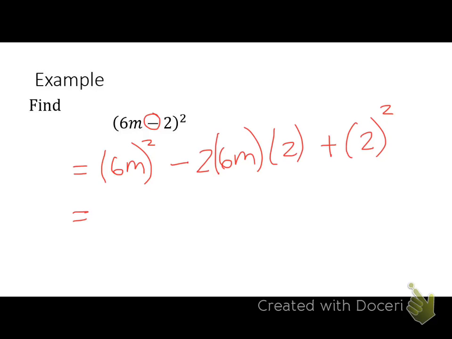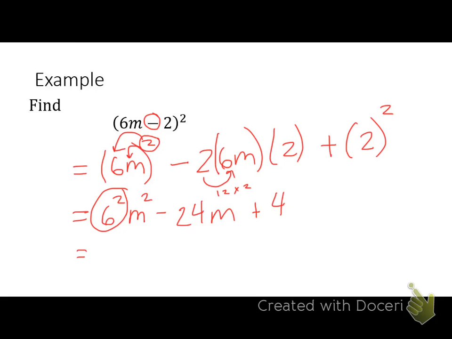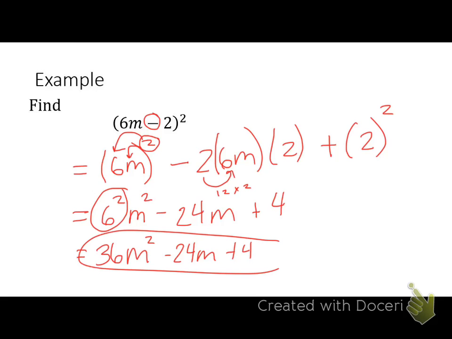So remember, with exponents, this exponent goes to both the 6 and the m. So that's going to be 6 squared, m squared minus, well, 2 times 6 is 12. I need to multiply 12 times 2, so that's 24m. Plus, well, 2 squared is 4. Now, I'm not allowed to leave it that way because I know what 6 squared is. 6 squared is 36 because it's 6 times 6. 36m squared minus 24m plus 4. And that is my final answer.